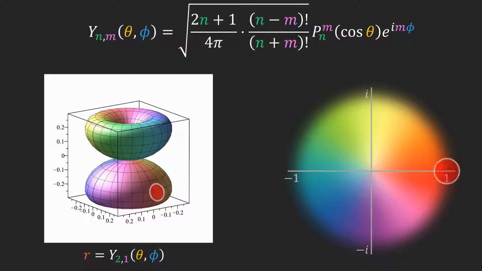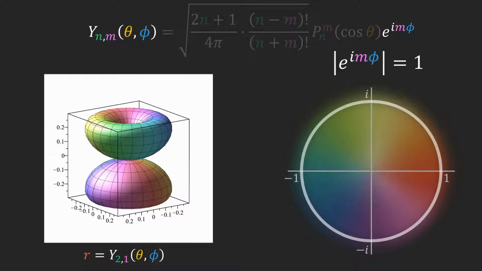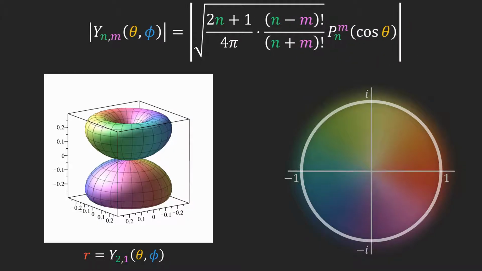Real numbers are red when they're positive and cyan when they're negative. Imaginary numbers are lime green when they're positive and purple when they're negative. All the colors in between correspond to numbers that aren't purely real or purely imaginary. By the way, since our e to the im phi factor always has an absolute value of 1, that means that the modulus is independent of phi, and therefore the surfaces we get are rotationally symmetric about the z-axis.